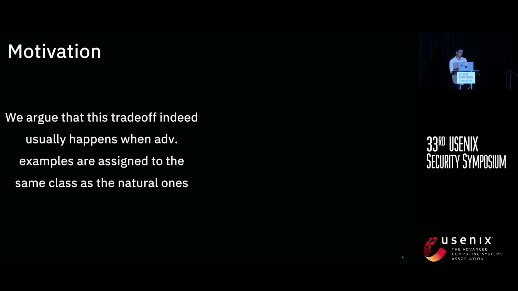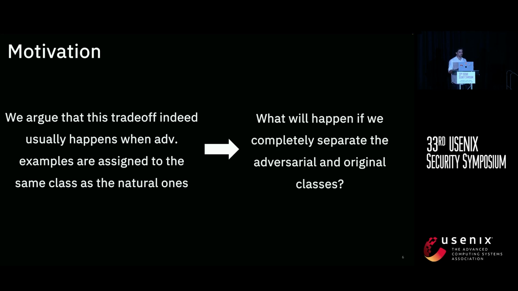So we argue that Tsipras et al. are correct, but usually the trade-off happens when the adversarial examples are assigned to the same class as the natural ones. But what will happen if we completely separate the adversarial and original classes? We argue that by separating the adversarial examples from their source and generating new parallel adversarial classes, we may be able to maintain the natural accuracy while still gaining significant robustness. Meaning that our goal in general is to keep the natural accuracy as high as possible while still gaining a significant level of robustness.